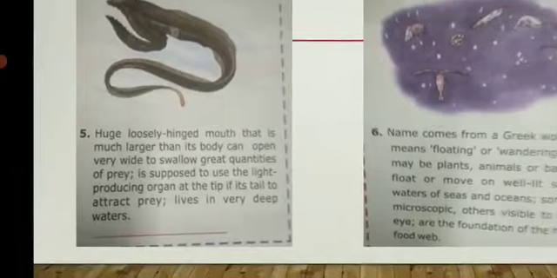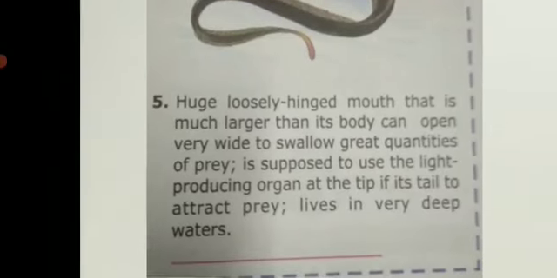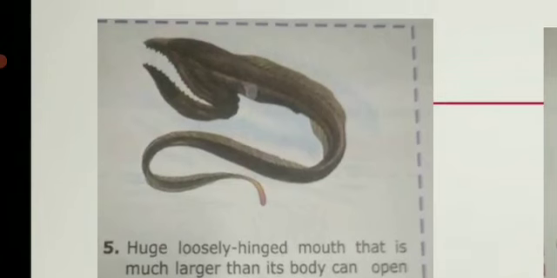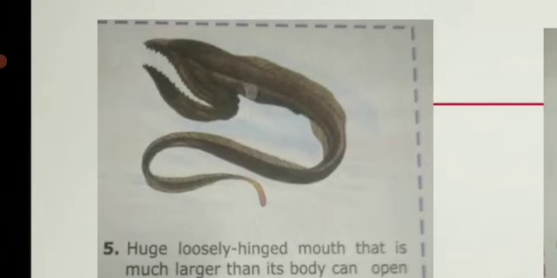Fifth one, this marine creature has a huge, loosely hinged mouth. Loosely hinged means the mouth can open wide. The hinges are not so tightly holding the upper jaw and the lower jaw, so it is very loose, so it can open the mouth very wide, and it can swallow great large quantities of prey.